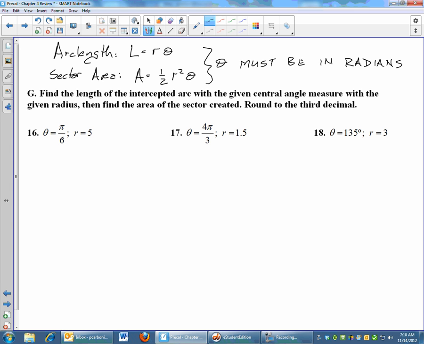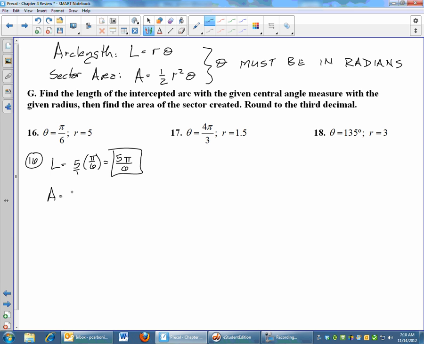I give you the theta and the radius. So for number 16, my arc length is simply, you just multiply those two. It's r, which is 5, times theta, which is pi over 6. And when you multiply those, that's 5 over 1 times pi over 6. And there's your arc length, 5 pi over 6. Not too bad, is it?